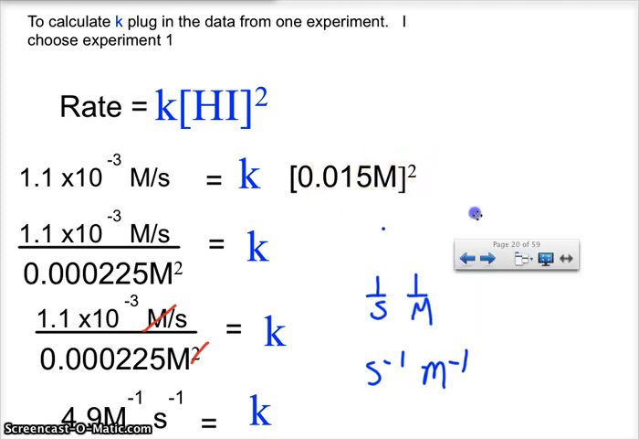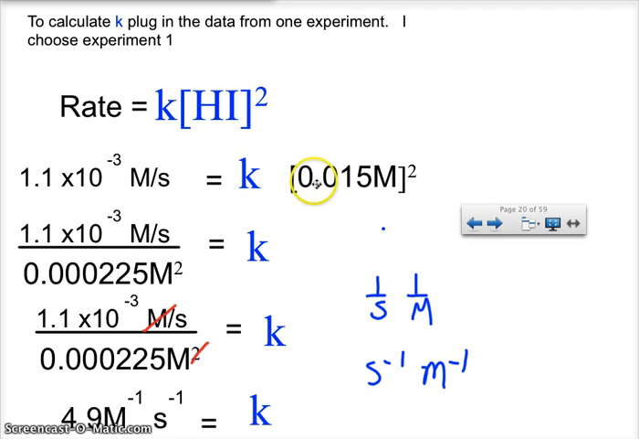And then I'm simplifying this, which 0.015 squared becomes 0.000225. Molarity becomes squared. I'm doing this to solve for k. And I'm going to cancel like units. The molarity is going to cancel. And I end up with 4.9, which will end up with a unit of M to the negative 1, s to the negative 1. And if you'll notice here, if you simplify this, this becomes 1 over s, and since molarity is in the denominator here, this becomes 1 over M.